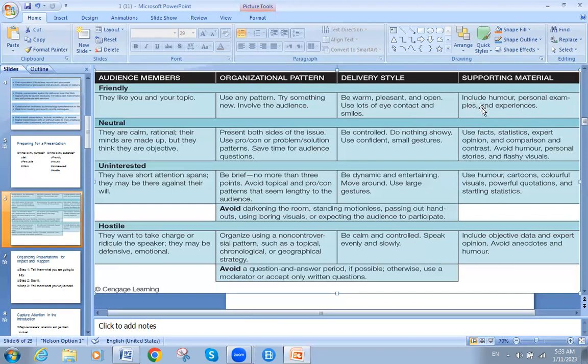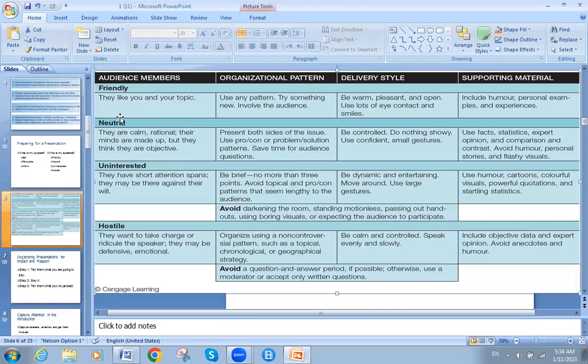So talk with humor, give examples of your own and from your experience. This was the first type of presentation, based on the type of the clients.